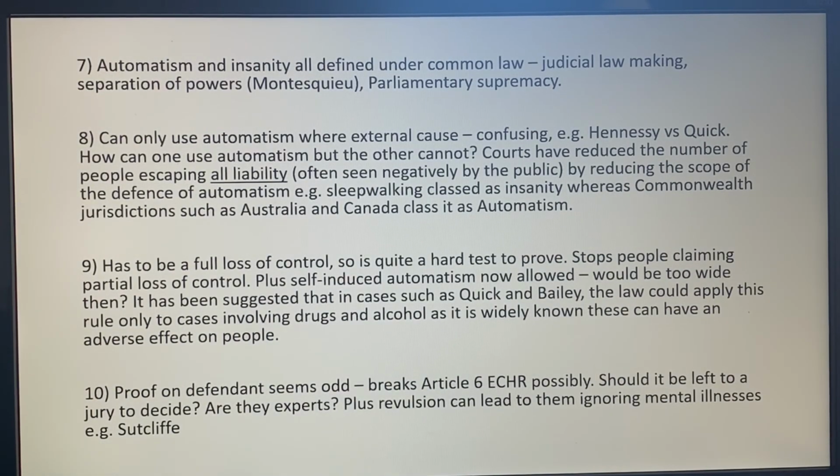Automatism and insanity are all defined under common law. So obviously you've got all the normal issues around judicial lawmaking and separation of powers. Remember, Montesquieu came up with the separation of powers idea and parliamentary supremacy, so you can go into that in some detail. Number 8, you can only use automatism where there's an external cause.